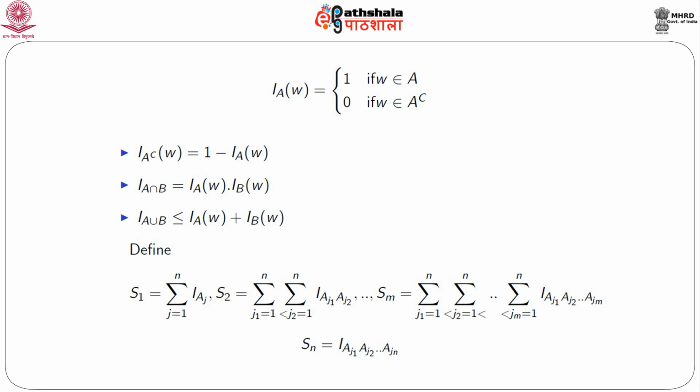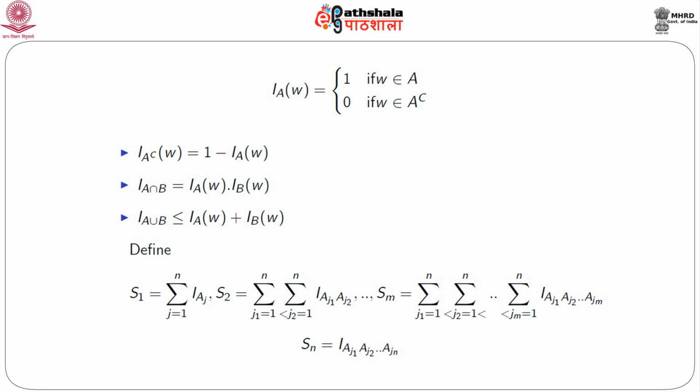This is the last topic that we will be discussing here: the indicator function of sets. We define I_A(ω) as 1 or 0. It takes two values, 1 or 0, depending on the belongingness of ω to A. So, if ω belongs to A, we say it is 1, and if it does not belong to A, we say it is 0, that is, ω belongs to A complement.